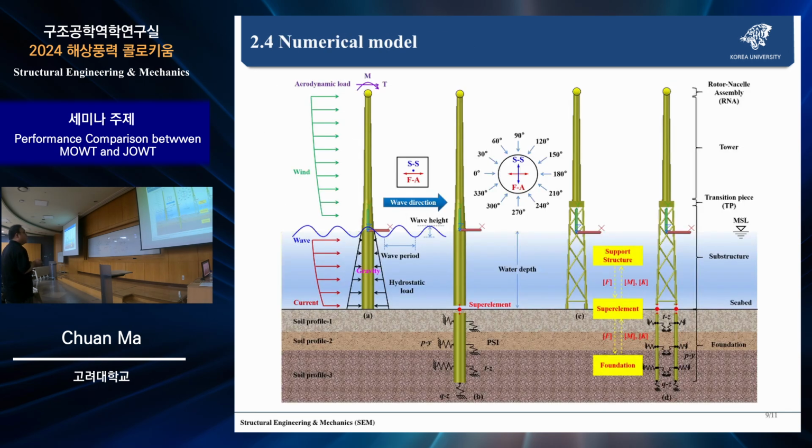And these are our final numerical models. This is for the monopile, and this is for the jacket. For the monopile, we have the fixed foundation, and here we also build the flexible foundation. And for the jacket of the turbine, it's the same.